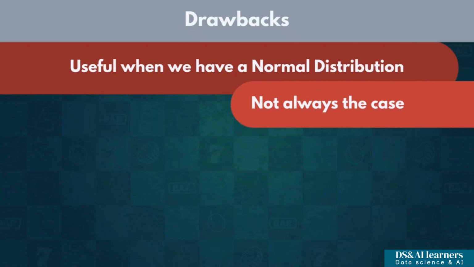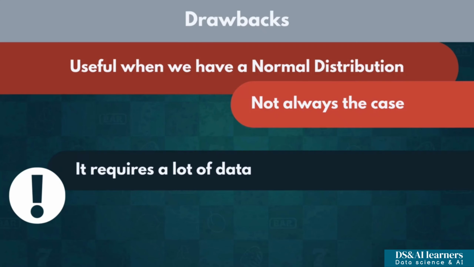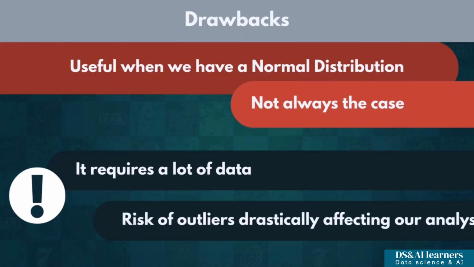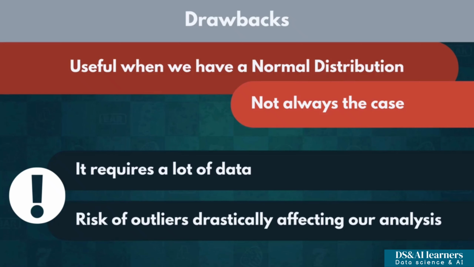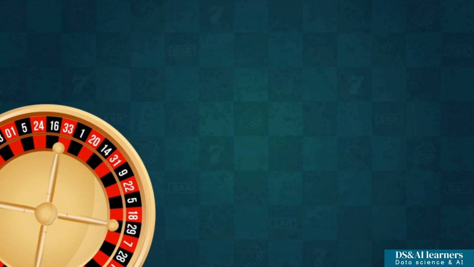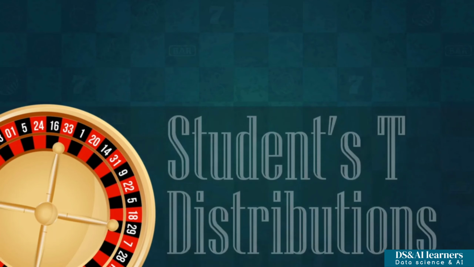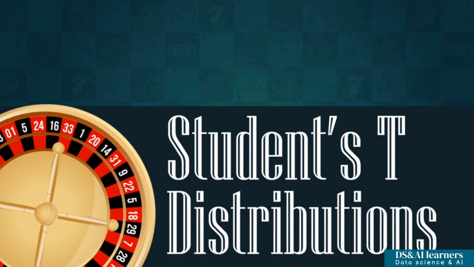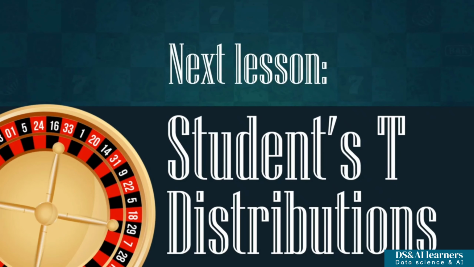However, we cannot always anticipate that the data is spread out that way. A crucial fact to remember about the normal distribution is that it requires a lot of data. If our sample is limited, we run the risk of outliers drastically affecting our analysis. In cases where we have less than 30 entries, we usually avoid assuming a normal distribution. However, there is a small sample size approximation of a normal distribution called the student's t-distribution, and we're going to focus on that in our next lecture.